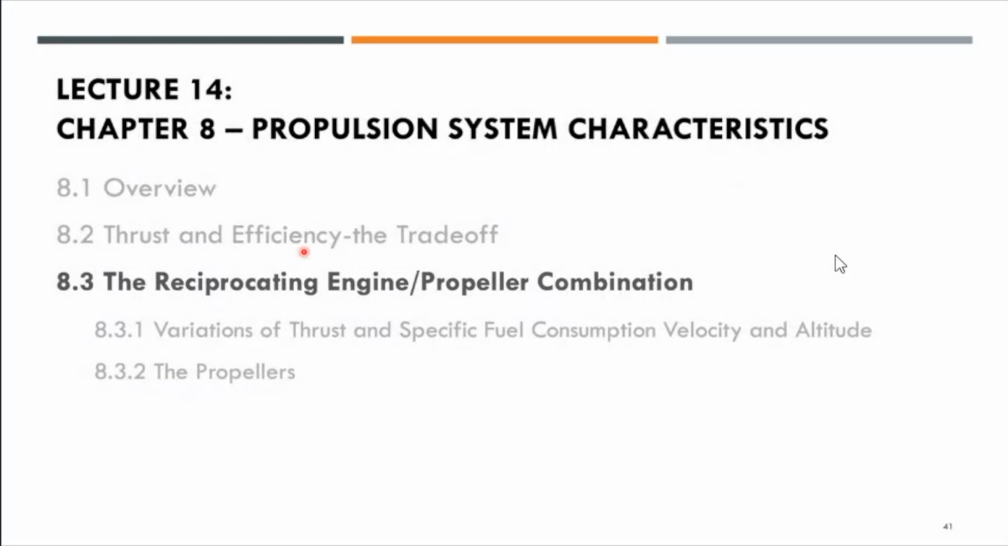So I believe it is good to stop here so that we can look into the topic on the reciprocating engine and propeller combination. We will then touch upon the variation of thrust as well as the specific fuel consumption, velocity and altitude that will affect the performance of the engine. Then we touch upon the propeller.